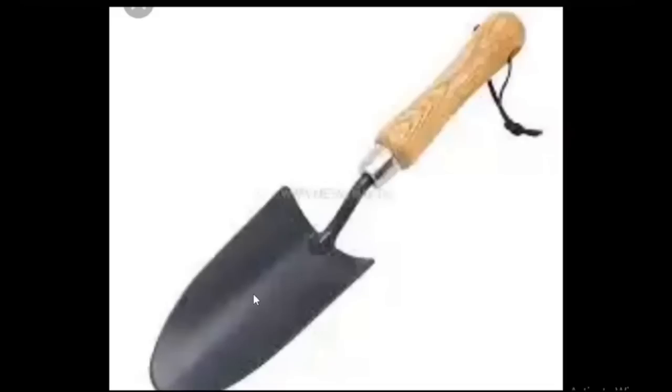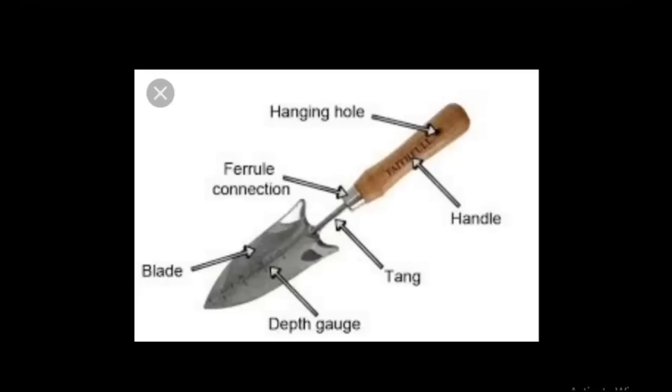This is another example of the hand trowel, and this is the labeled part. It has the blade here, and then the depth gauge. You can see it is graded here. For some of them it is graded. We have this part here, the ferrule connection of the shaft, and then we have the handle. Are we together? So that is basically what the hand trowel looks like. Without wasting much time, we move straight to the next specimen.